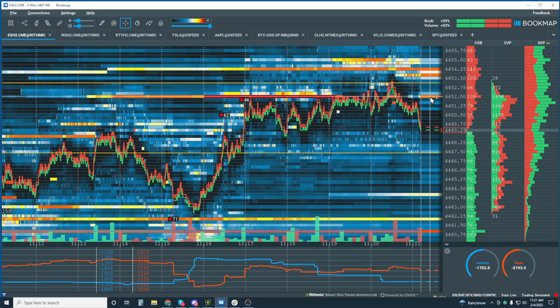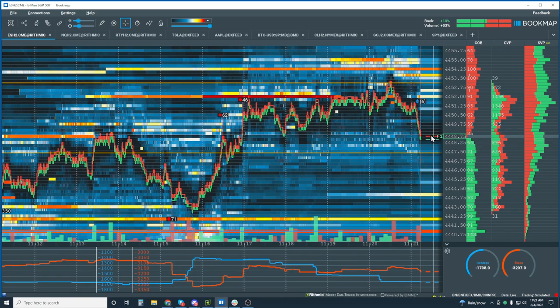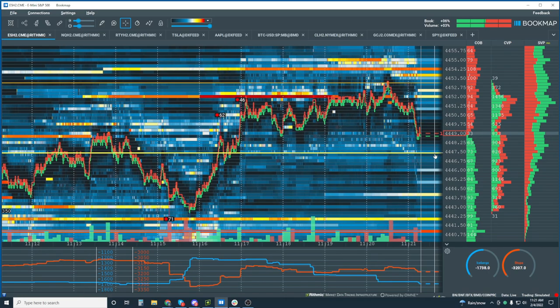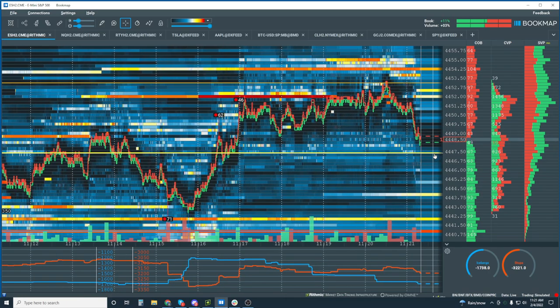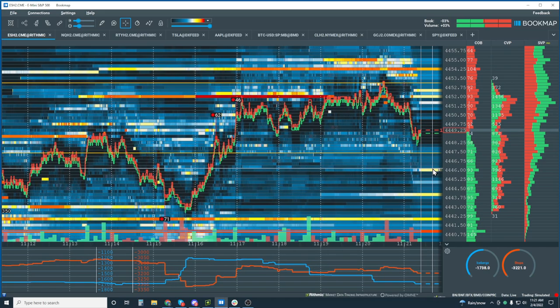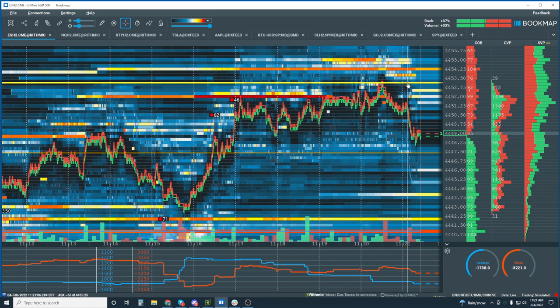Okay, now we get a little liquidity on the offer here. Now we get sellers here. So they're likely going to go back to our 47 level and push it. Maybe 46. Maybe they can get below it here as well.